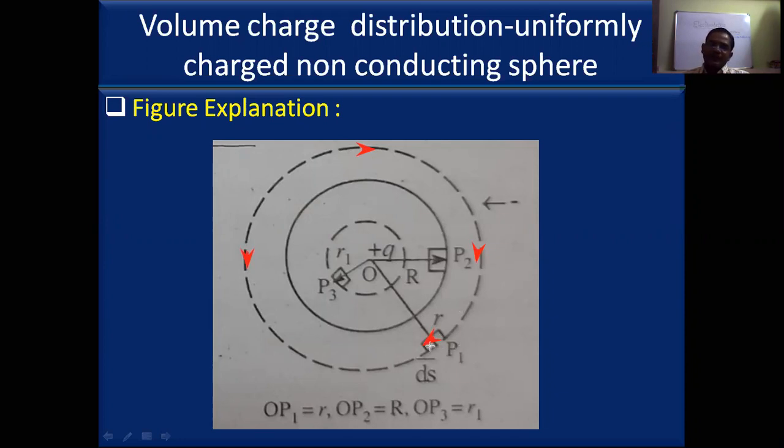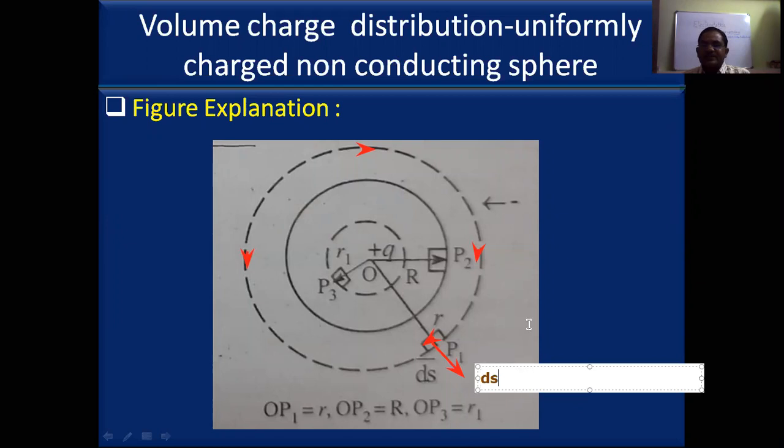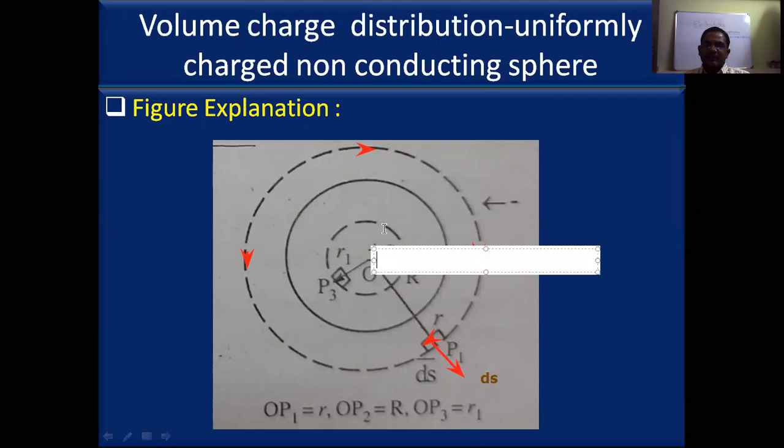What is the direction of this area element? It will be perpendicular to the area, the dS bar direction. But due to the symmetry of the charge distribution, the electric field strength at every point on the spherical surface is normally outwards. At this point P1, the direction of the electric field strength is in this direction. This is the E bar direction.